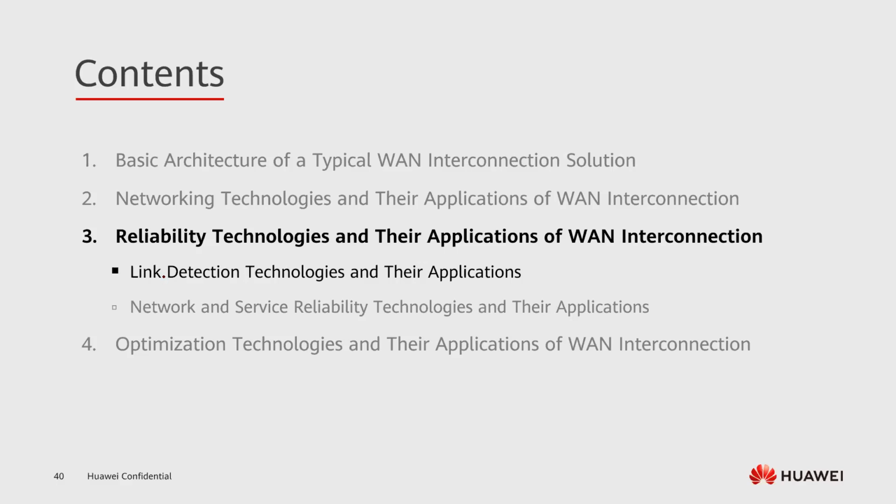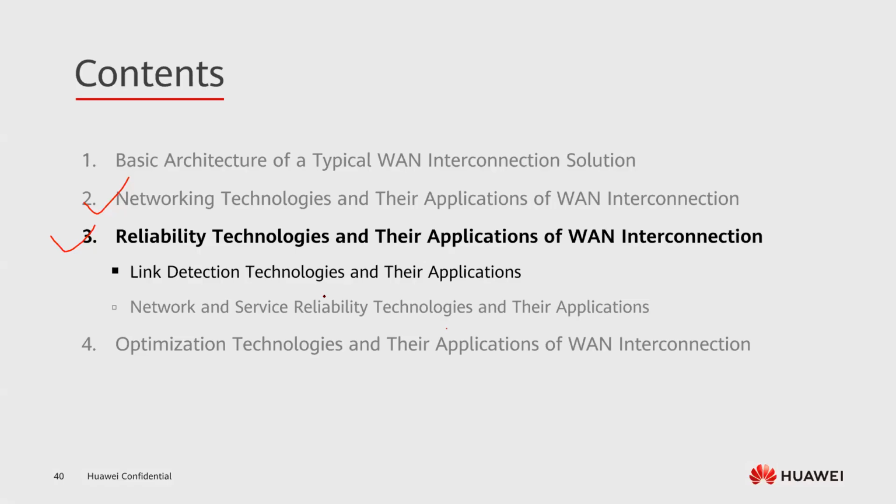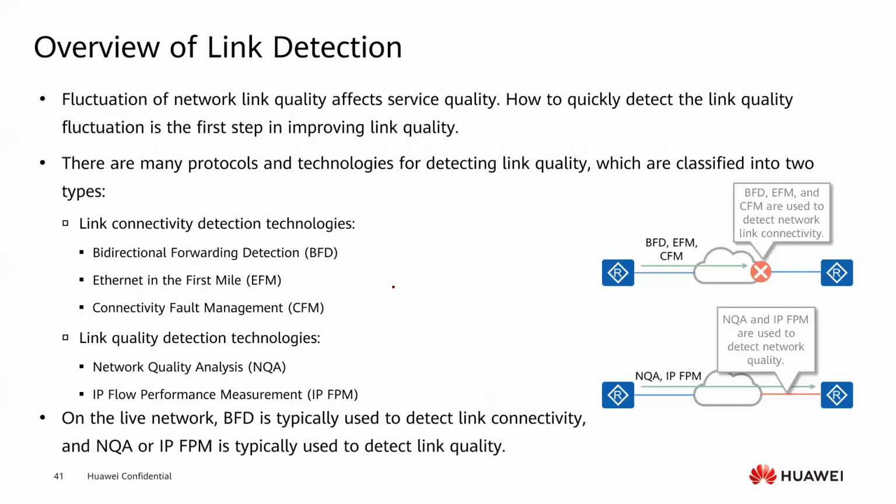Okay, so let's continue and briefly look at the reliability technology. About the details of those technologies, we will talk in the next slide. First, we talk about the link detection technology, because if we want to provide high reliability, we need to be able to know easily whether my network has a problem or not.